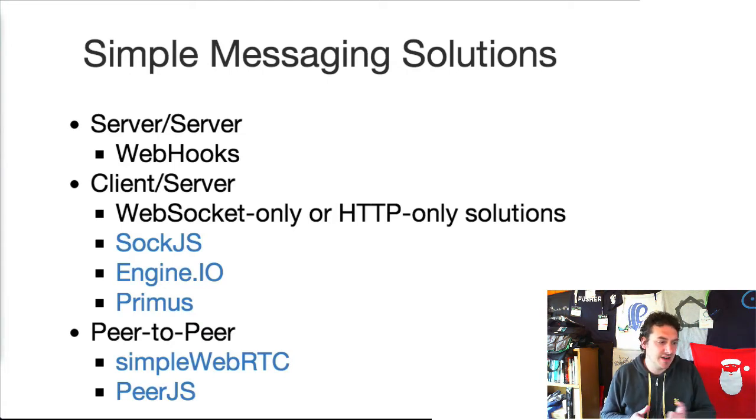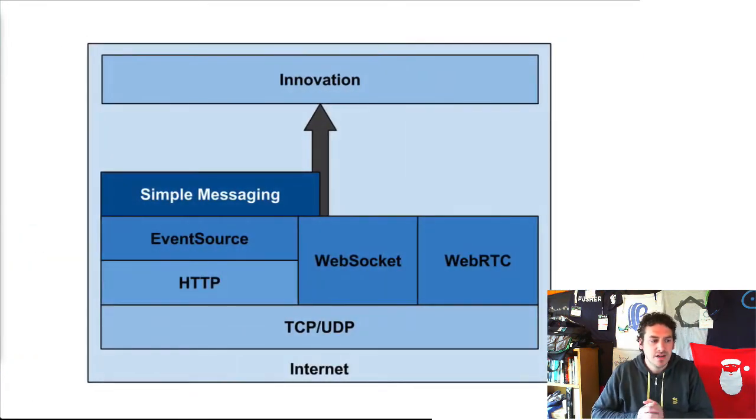And then peer-to-peer, WebRTC isn't quite there yet. It's great, it's in a lot of browsers, but you probably need a library to do a little bit of abstraction for you. SimpleWebRTC by And Yet, who also made Talky.io, and PeerJS are good solutions to look at. So our stack now looks like this. We've got that simple messaging on top of it.